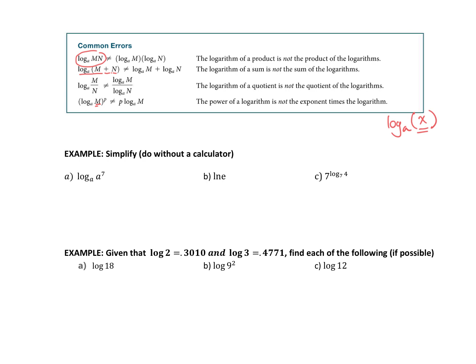The first ones we should be able to do without a calculator. Log base a of a to the 7 says, what power do you have to raise a to get a to the 7th? And the answer is 7. If I rewrote this natural log of e, that's the log base e of e, and what we're saying here is what power do I have to raise e to get e, and the answer there is 1.